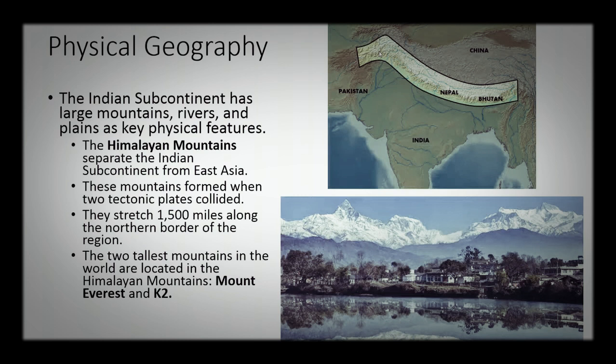And these mountains formed when the Indian subcontinent and the continent of Asia collided. Right? So these two plates, these two land masses, collided and forced land upward, and that created the Himalayan mountains. And again, the Himalayan mountains are the tallest mountains in the world, and they contain the two tallest peaks in the world. The Himalayan mountains are home to Mount Everest, which is about 29,000 feet tall, and K2, which is about 28,000 feet tall. Right, so you can see in the picture below how these mountains really characterize the landscape here.